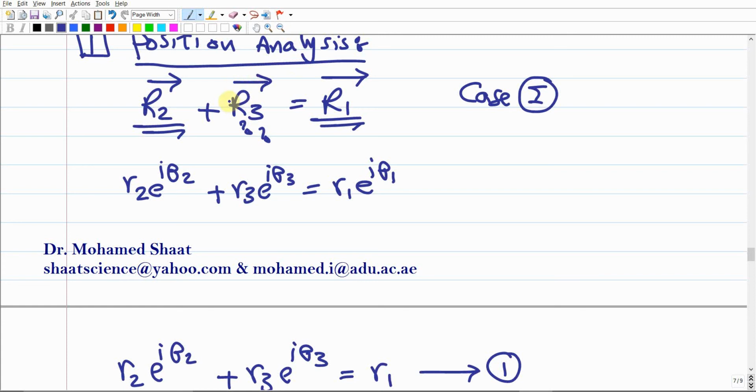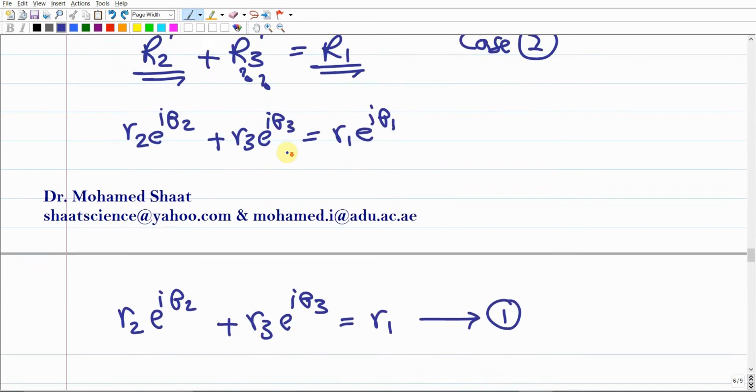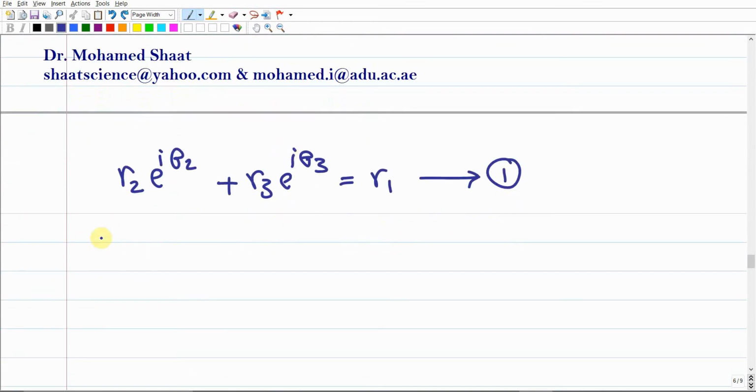So we have to isolate this one on one side. It means that we have to move R2 to the right-hand side with a negative sign. So we're going to end up here with R3 e^(iθ3) equals R1 minus R2 e^(iθ2).